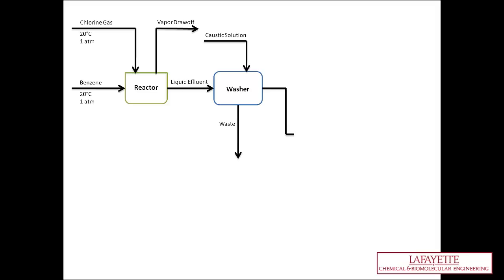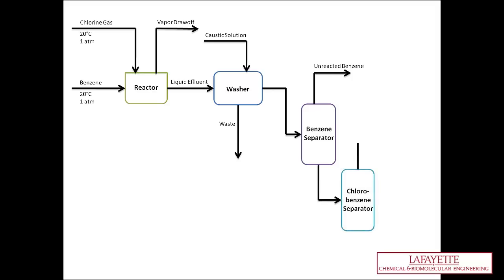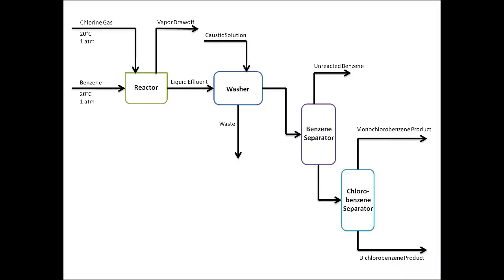From the washer, the process stream moves into a benzene separator, where unreacted benzene is drawn off the top and can be used as a potential recycle source. The bottom's product moves onto a chlorobenzene separator, which separates the two chlorobenzene products.